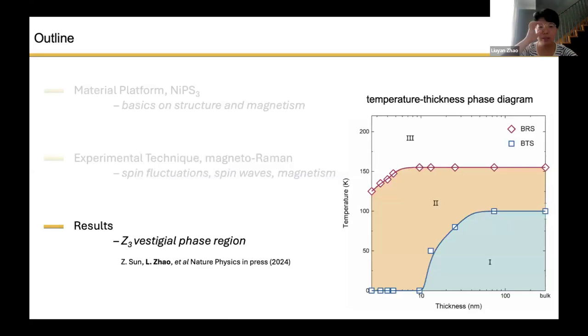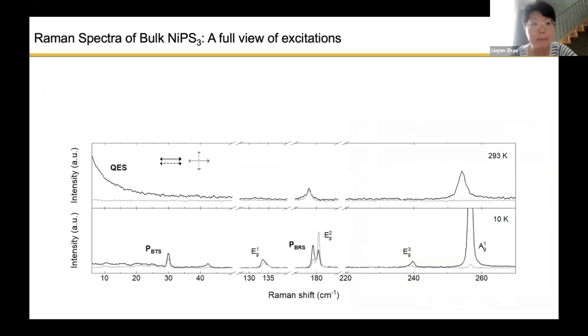Okay, so with those preparations, we can move to our results. Here we are showing the Raman spectra taken of the bulk nickel phosphorus trisulfide. The two panels: the top one is for the room temperature data, and the lower one is for the 10 Kelvin data. For each panel, we have two traces. The black one is for the parallel polarization channel, and the gray one is for the crossed polarization channel.